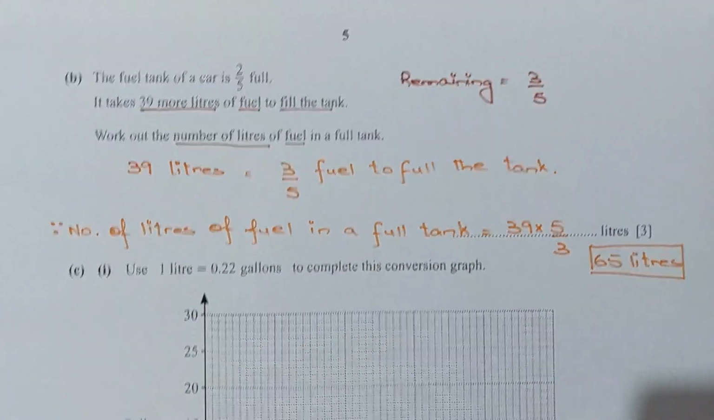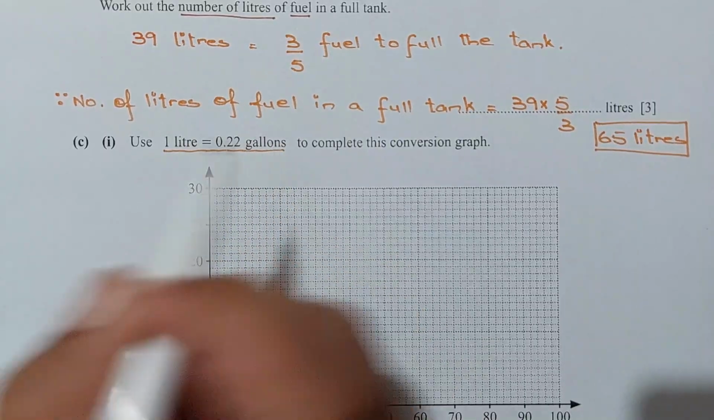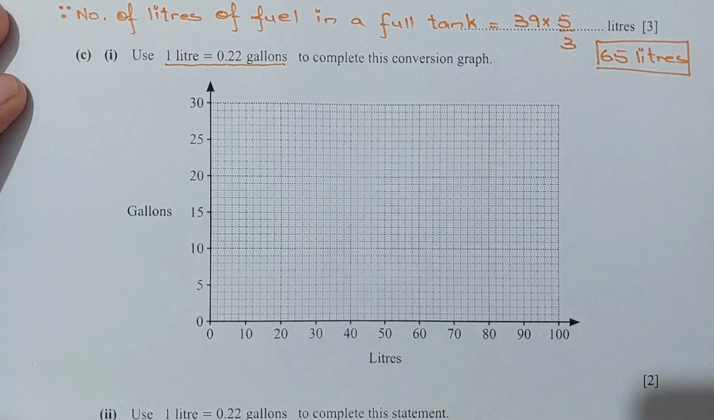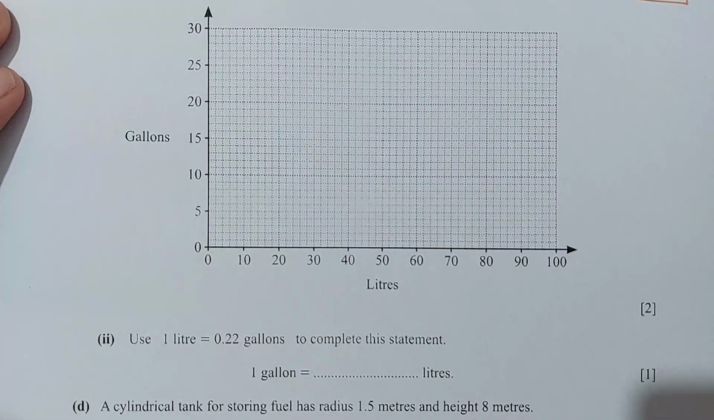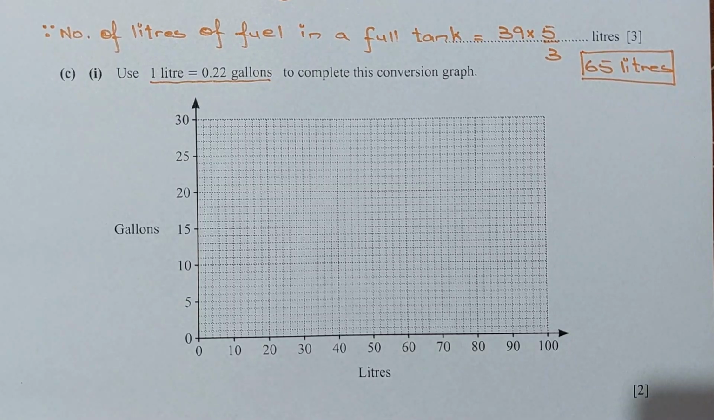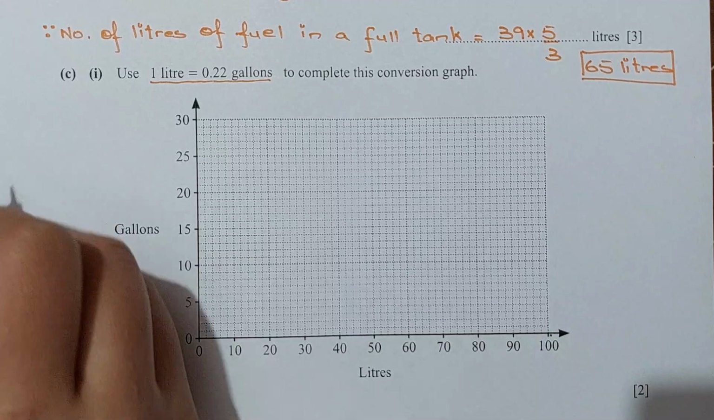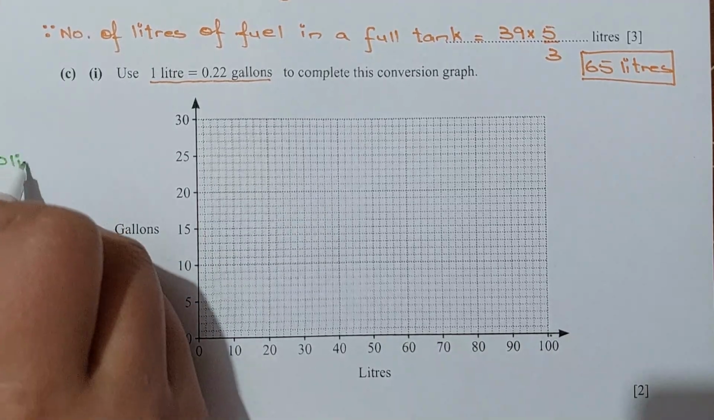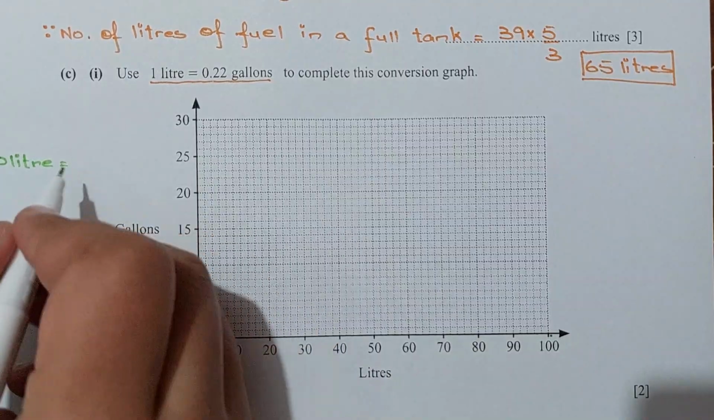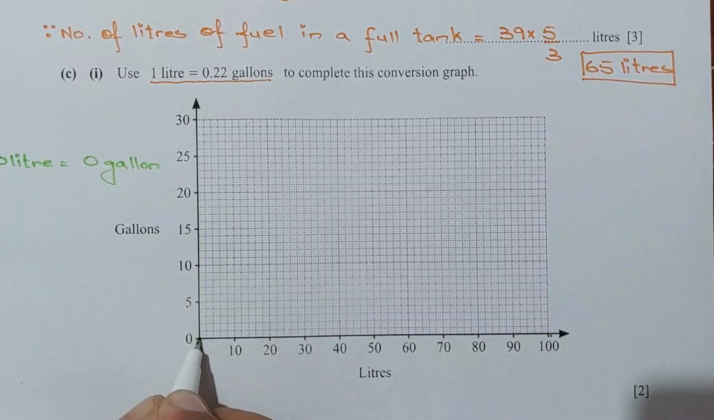Okay. Now for part C, number 1, use 1 liter equals 0.22 gallon to complete this conversion graph. Okay, we have liters and we have gallons. So we have to complete the graph. We have 0 liters till 100 liters. When we have 0 liters, we have 0 times 0.22 gallons, which is 0 gallons. So this is the first point.